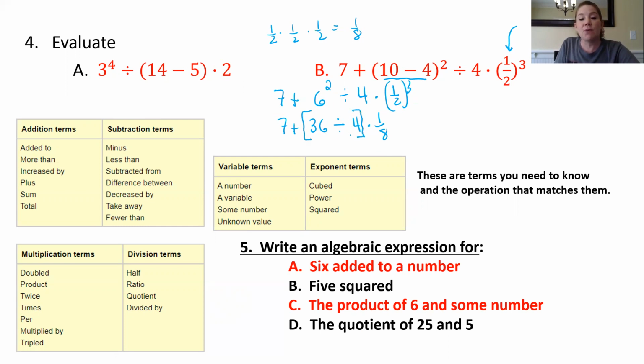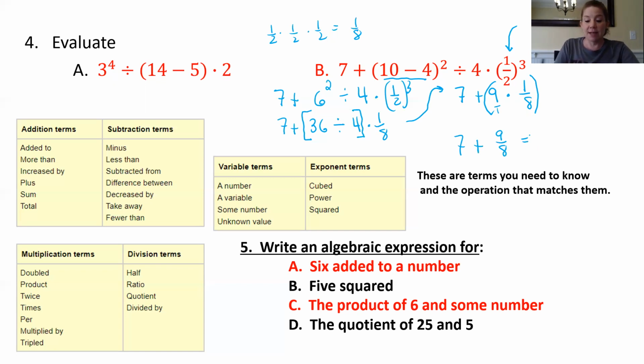So 36 divided by 4 is 9. So I'm going to rewrite that up here. So 7 plus 9 times 1/8. Well, now I have to multiply. Last thing I can do is add and subtract. So I have to multiply. So I'm going to say 7 plus, well, 9 over 1 times 1 over 8 is 9/8.